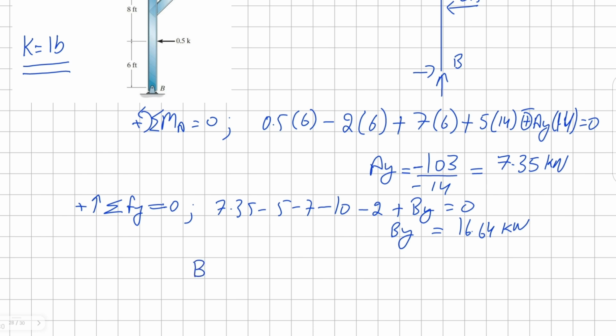And now for BX, other than the point load, 0.5, we don't have any other direction. Therefore, we know if we take sum of the forces in x direction, we will get 0.5 kilonewton as our solution.